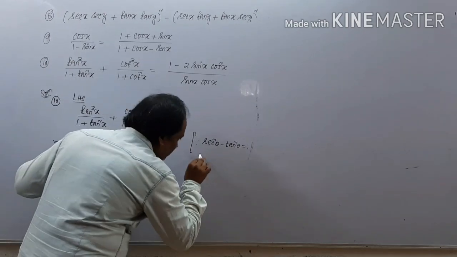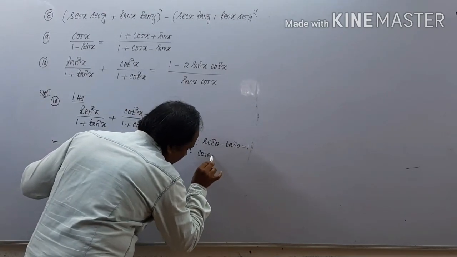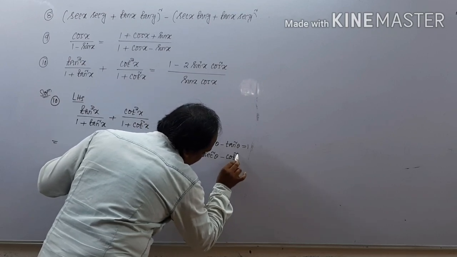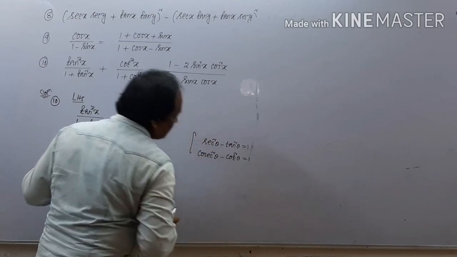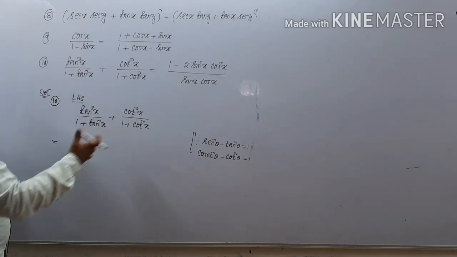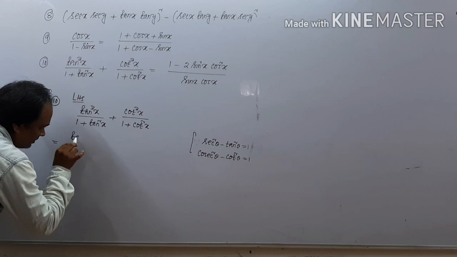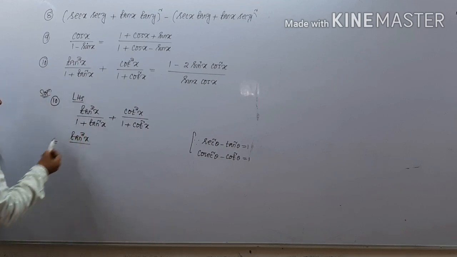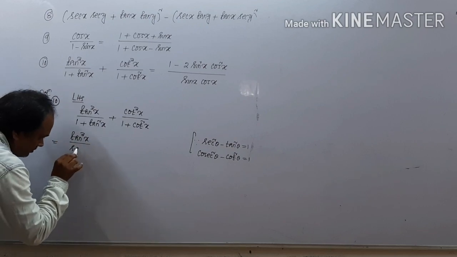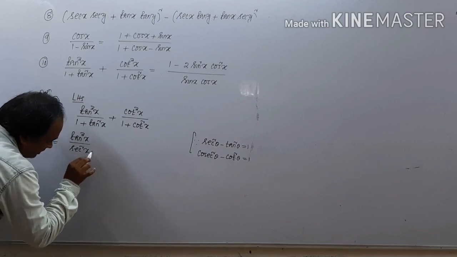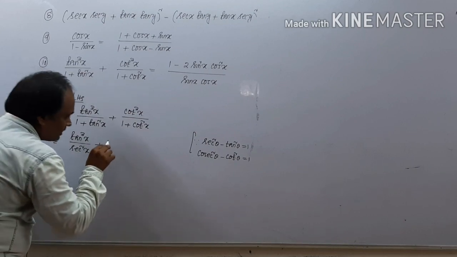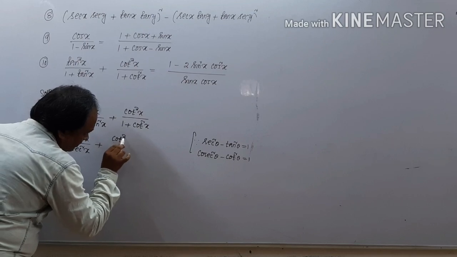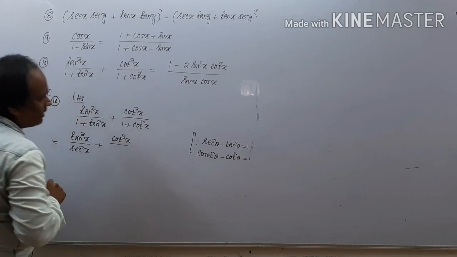Similarly again we have the formula cosec square theta minus cot square theta is equal to 1. So clearly we have these two formulas. Directly I will write, this is tan cube x divided by 1 plus tan square x is equal to sec square x, right? Plus this is equal to cot cube x divided by 1 plus cot square x.